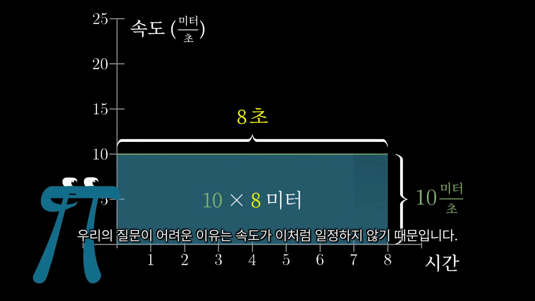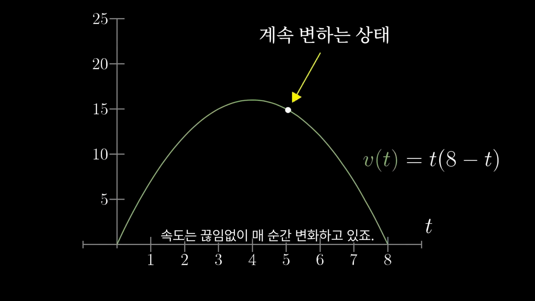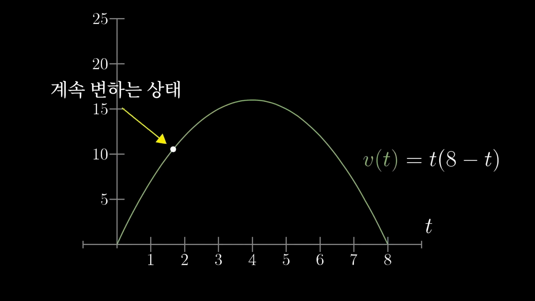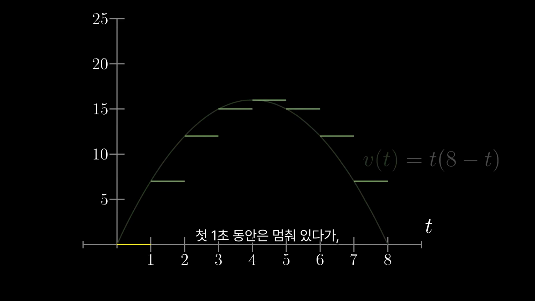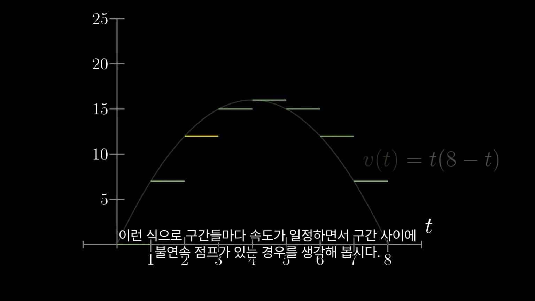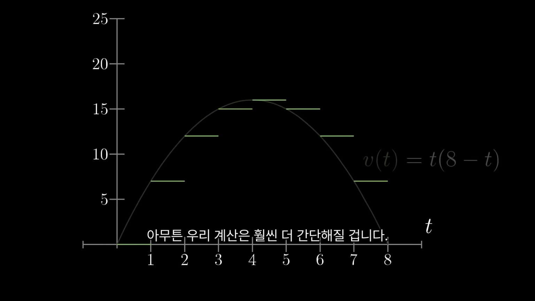But what makes our situation hard is that velocity is not constant. It's incessantly changing at every single instant. It would even be a lot easier if it only ever changed at a handful of points, maybe staying static for the first second, and then suddenly discontinuously jumping to a constant 7 meters per second for the next second, and so on, with discontinuous jumps to portions of constant velocity. That would make it uncomfortable for the driver. In fact, it's actually physically impossible, but it would make your calculations a lot more straightforward.